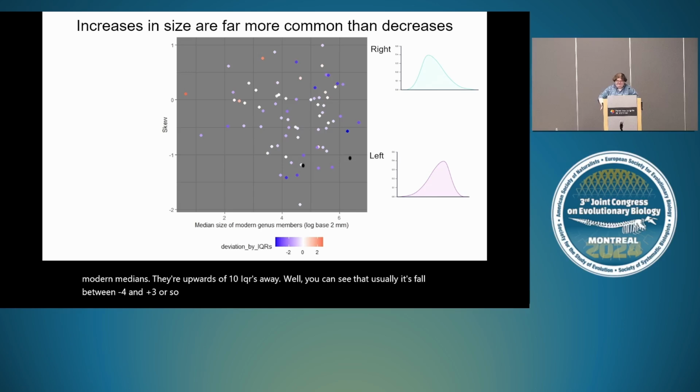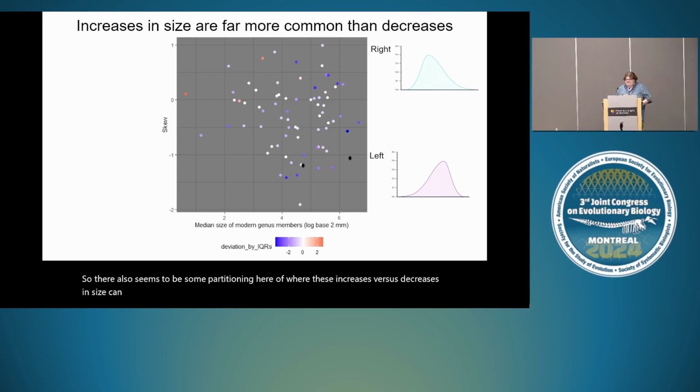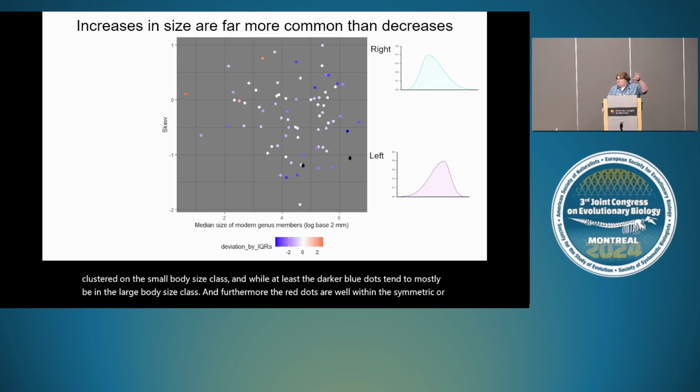So there also seems to be some partitioning here of where these increases versus decreases in size can be based on size and skewness. You'll note that these red dots seem to be clustered on the small body size class, while at least the darker blue dots tend to mostly be in the large body size class. And furthermore, the red dots are well within the symmetric or even right-skewed sections of the plot, while the darker blue dots largely tend to be symmetric or even strongly left-skewed in their distribution shape.